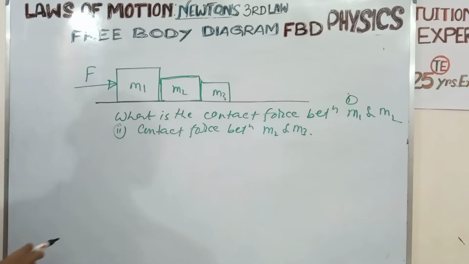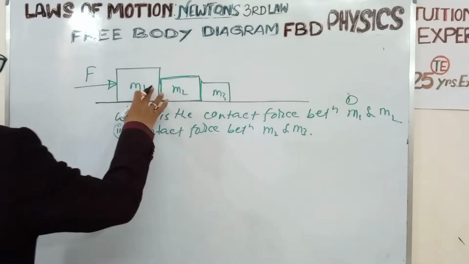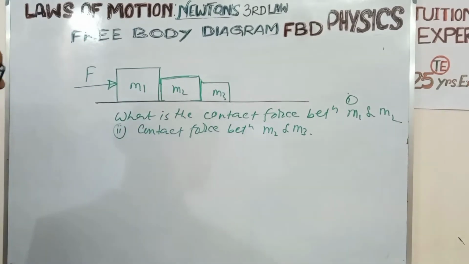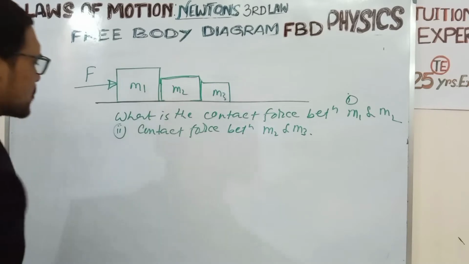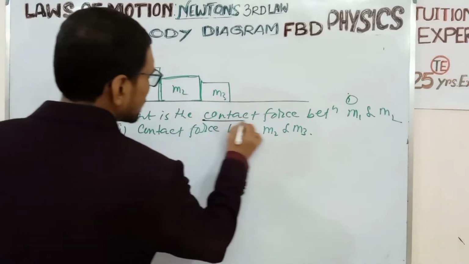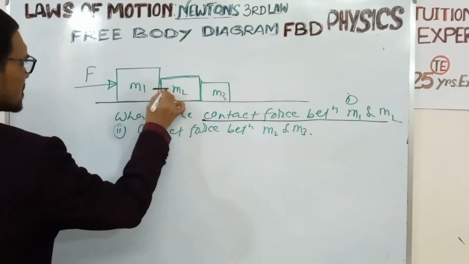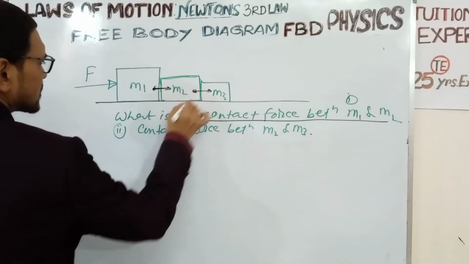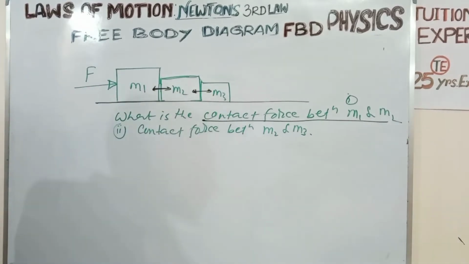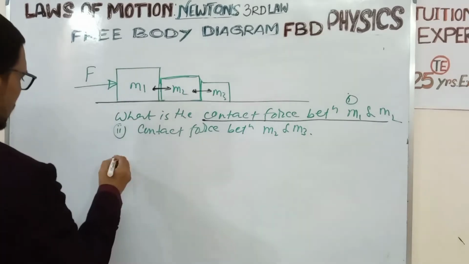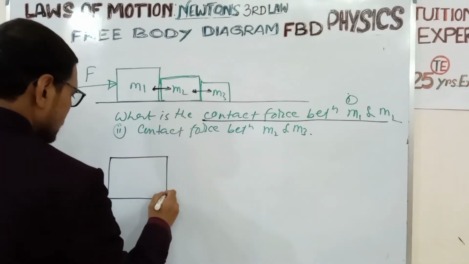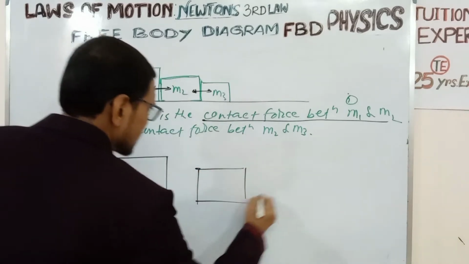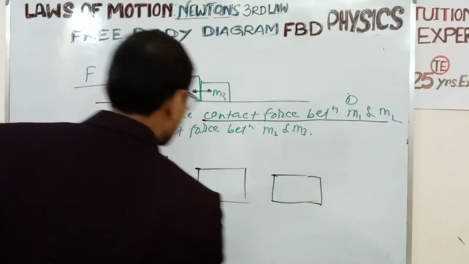Or the question is, what is the force exerted on m3 by m2, or what is the force exerted on m2 by m1? Same question. The question is, what is the contact force between m1 and m2, and the contact force between m2 and m3. You have to find these out. To solve this question, first we draw the free body diagram.